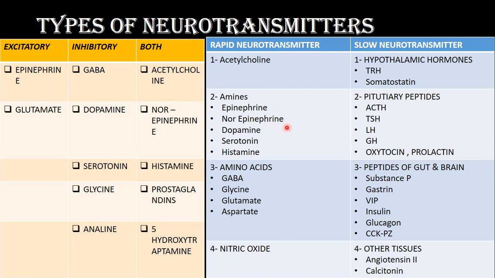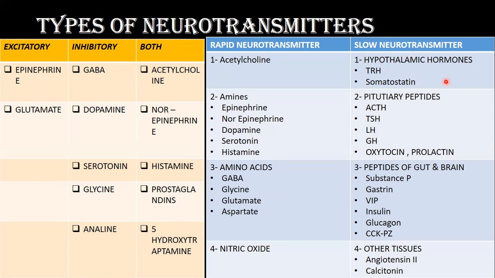Then we have the amines in this part. What are the amine neurotransmitters? That is epinephrine, norepinephrine, dopamine, serotonin, and histamine, which conduct rapid transmission. Amino acid derivatives can be GABA, glycine, glutamate, aspartate, and nitric oxide.